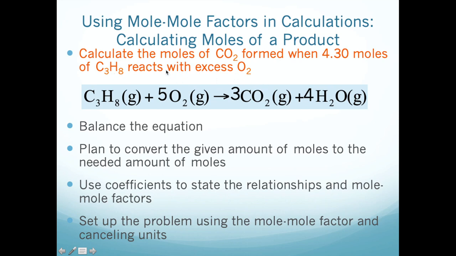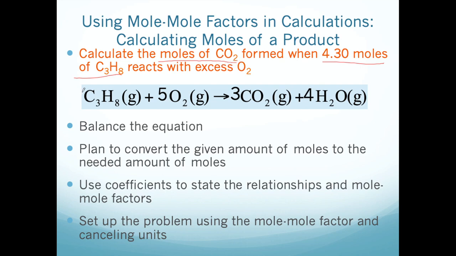Now, the question mentions that the propane is reacting with excess oxygen. The reason it's telling us that we have excess oxygen is to tell us that we don't have to care about oxygen. If there's excess oxygen, it means that there's enough oxygen. We don't have to worry about it. That's all that means. Okay, so don't care about oxygen. We're only concerned with our 4.3 moles of propane.